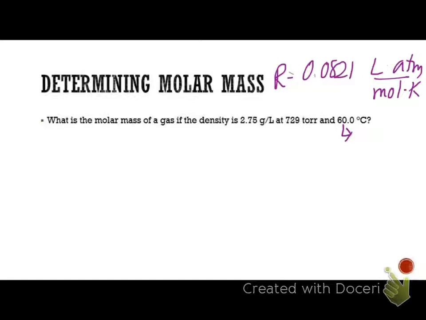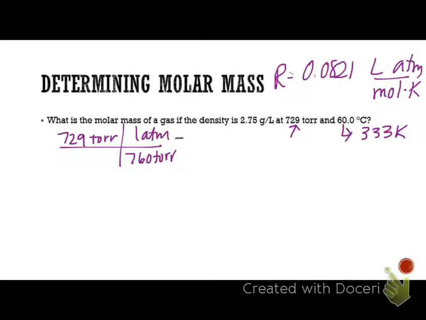60 degrees Celsius is going to be 333 Kelvin. But we're going to have to do a little conversion real quick for torr, because we need to be in atmosphere. So 729 torr divided by 760 torr in 1 atmosphere. And that conversion was from the very first lesson of gas laws. And so our torrs cancel out, and we need three significant figures because we started with that, and we're at 0.959 atmosphere. Okay? So now we're just ready to plug it into this equation.